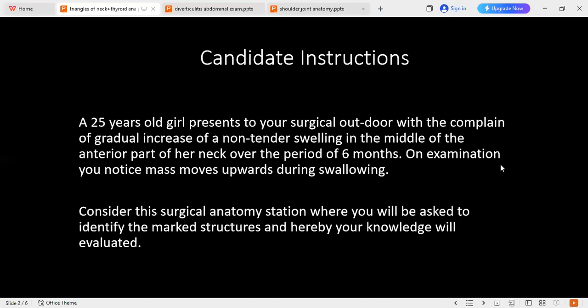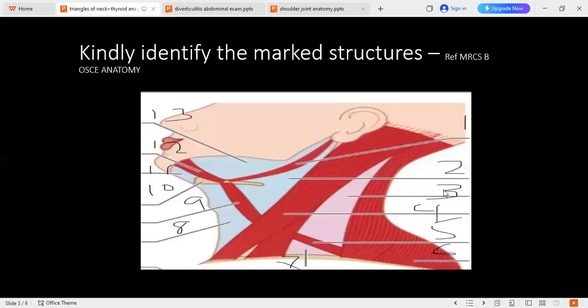Done reading? Yes. Okay. So if you've read and understood, considering its surgical anatomy station, please tell me. What are you looking at? These are the triangles of the anterior neck and posterior triangle of the neck.